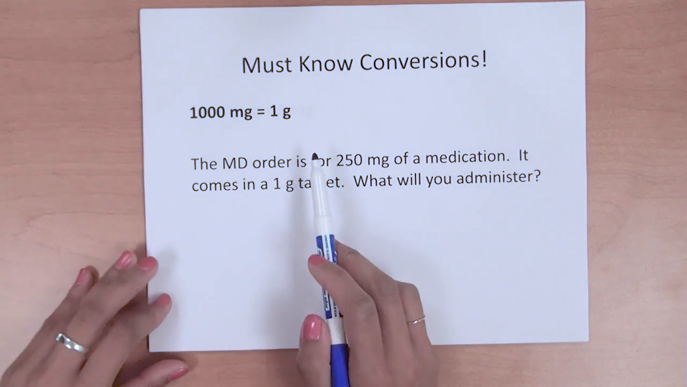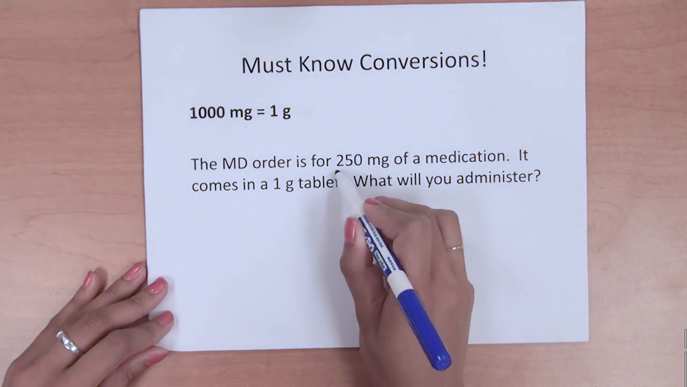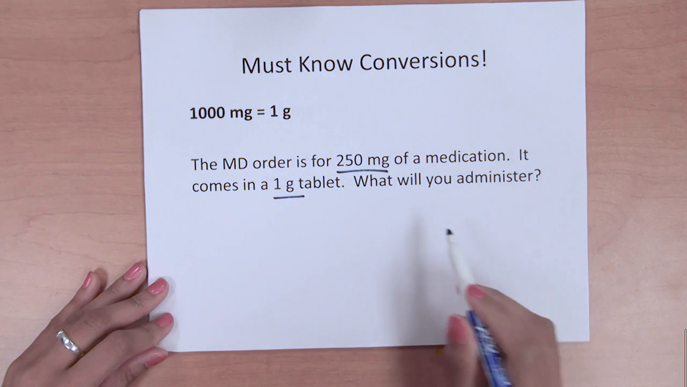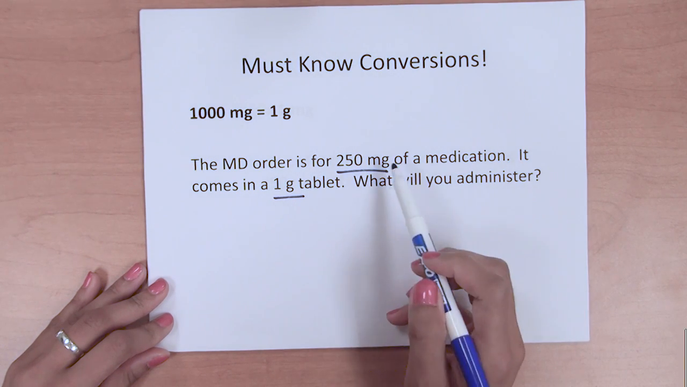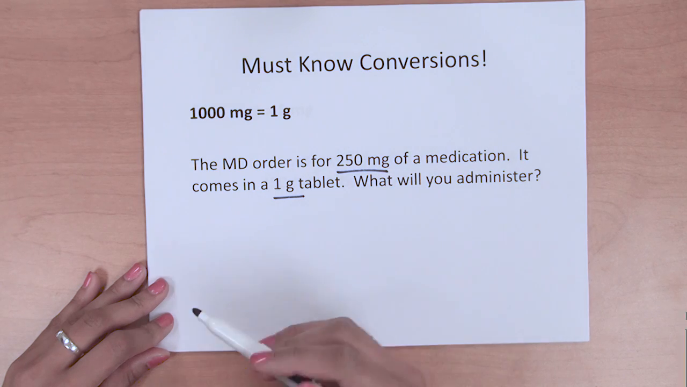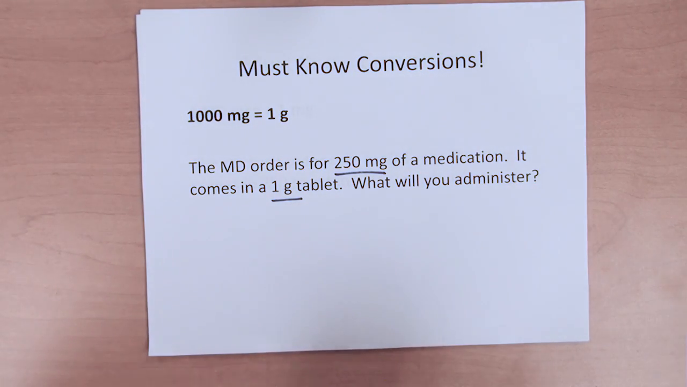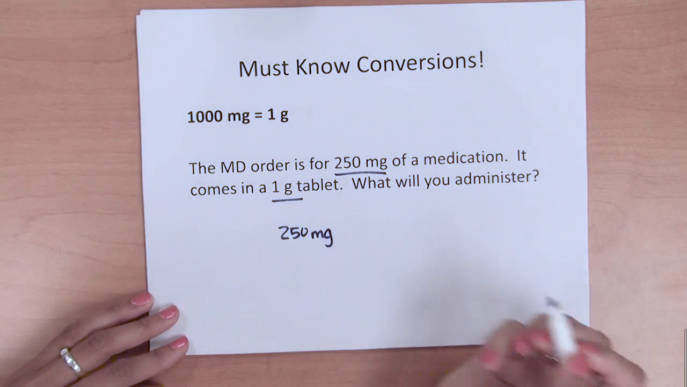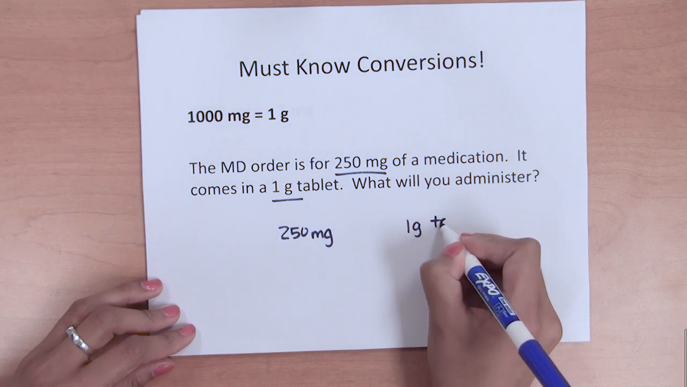From milligrams to grams, or grams to milligrams: the doctor ordered 250 milligrams of a medication. It comes in a 1-gram tablet. What will you administer? So you can go either way. You can change it into grams or change both into milligrams. So we'll try changing both to milligrams. So we have 250 milligrams, and you have 1 gram tabs.